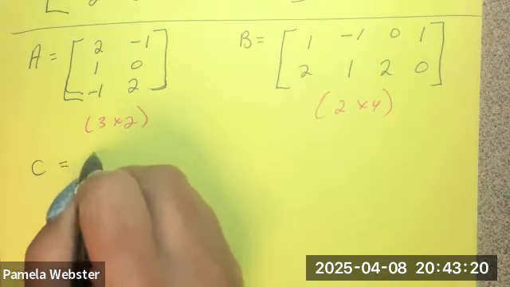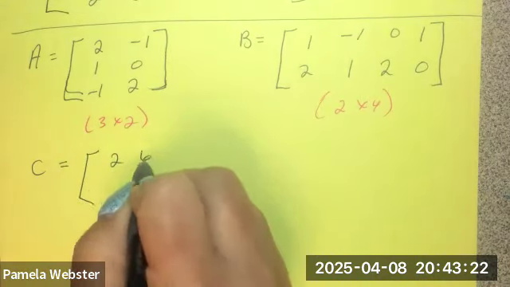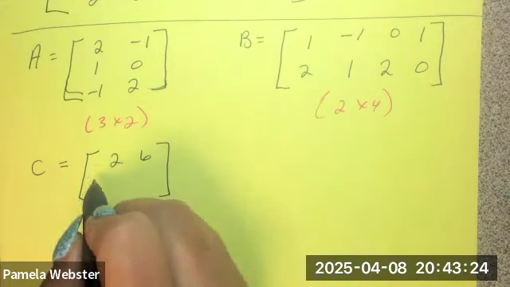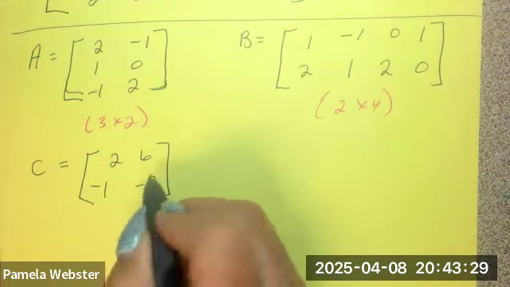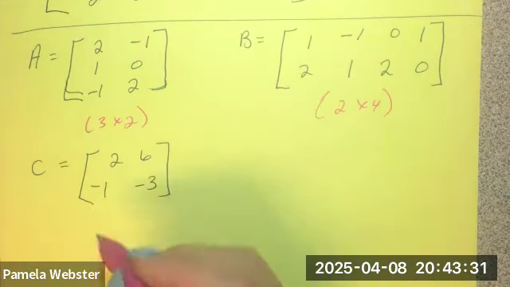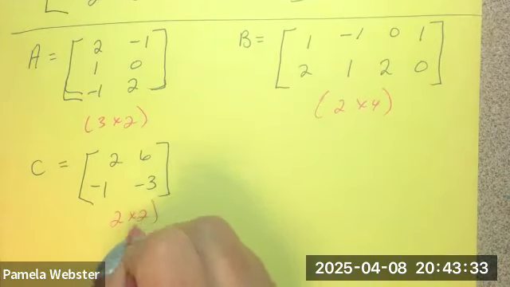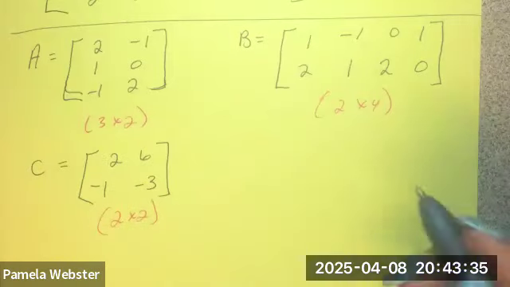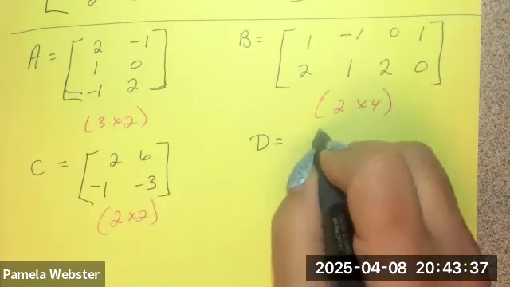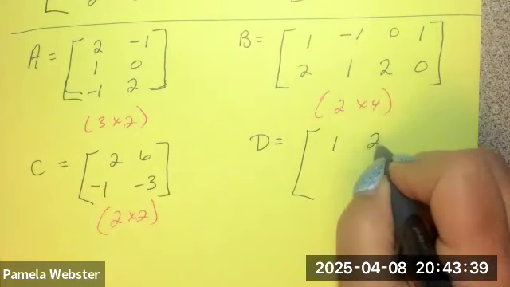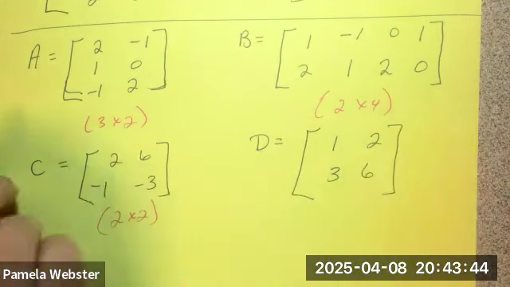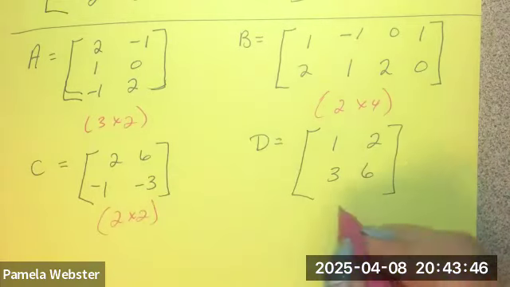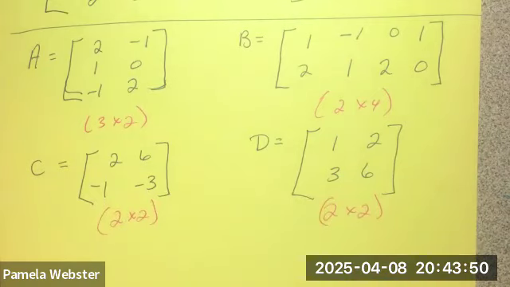C is 2 and 6 on the first row, and -1 and -3 on the second row. So this is a 2 by 2. And last but not least, we've got D, 1 and 2 on the first row, and then on the second row, we've got 3 and 6. And that is also a 2 by 2, right?